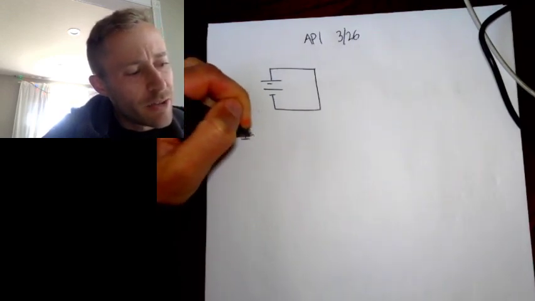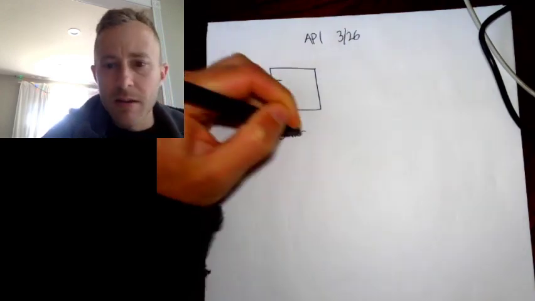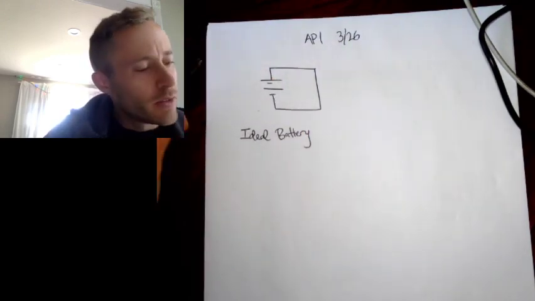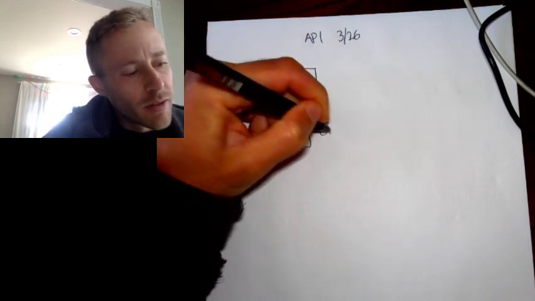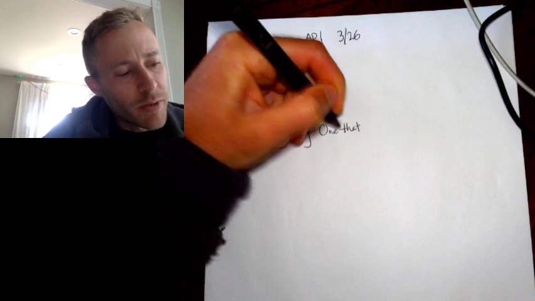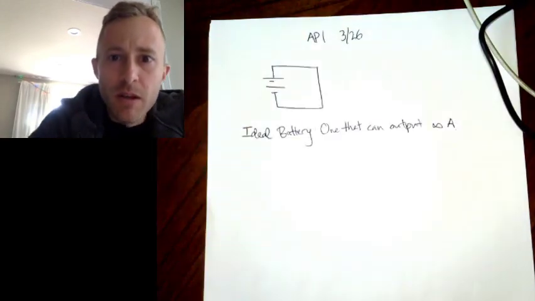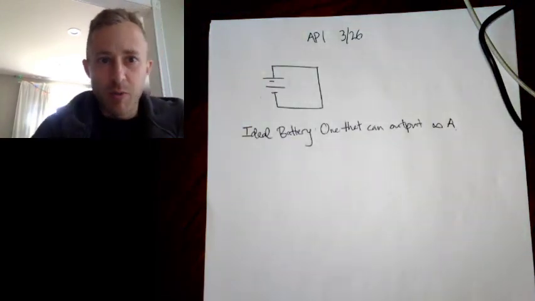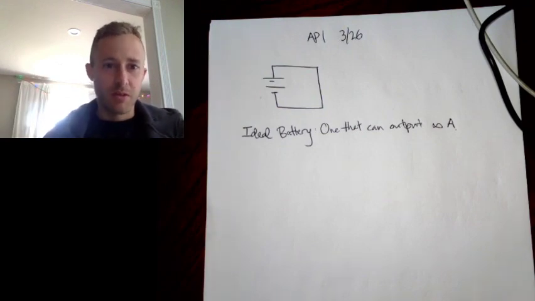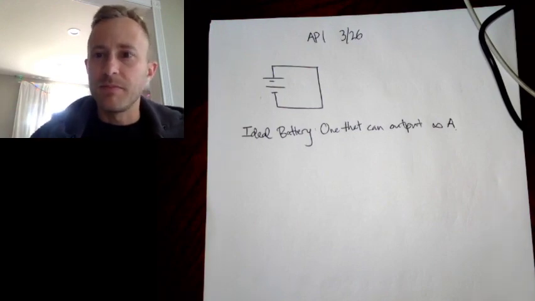So an ideal battery is one that can output infinity amps. Okay? So an ideal battery is what we've been dealing with throughout the course so far. Is just one that is perfect. It can do whatever we need it to do. It can output infinity amps.